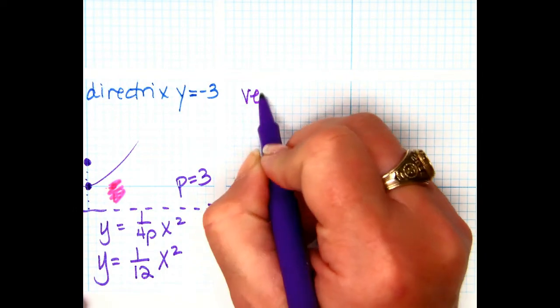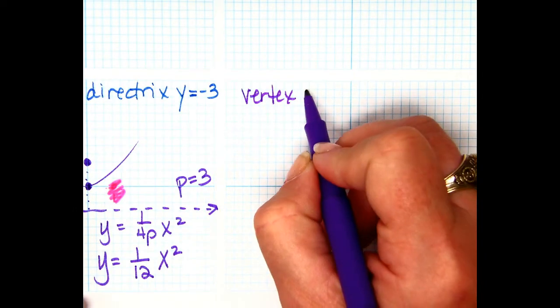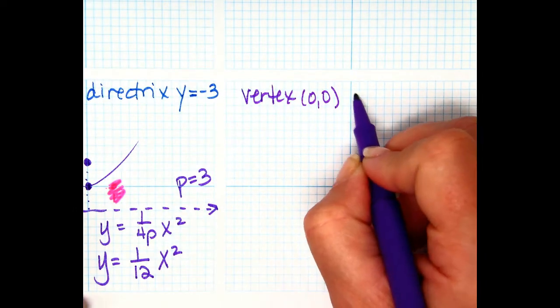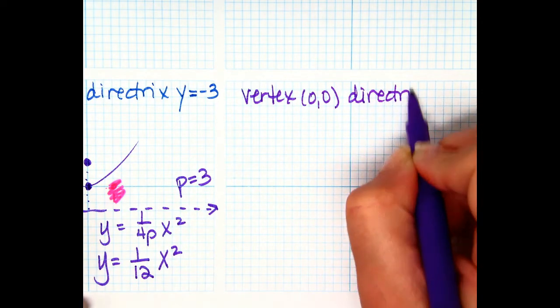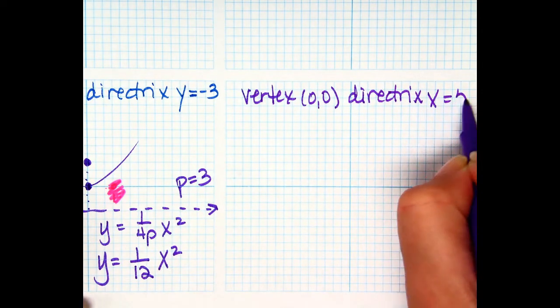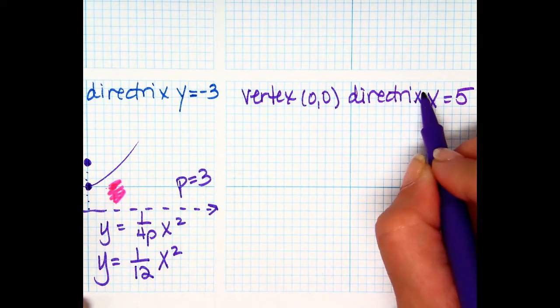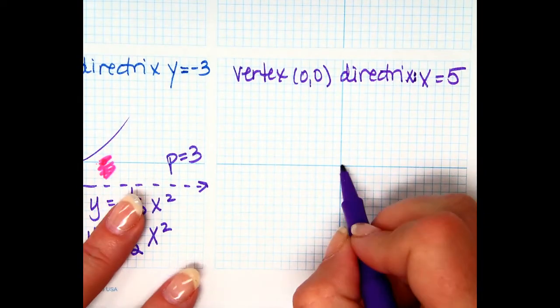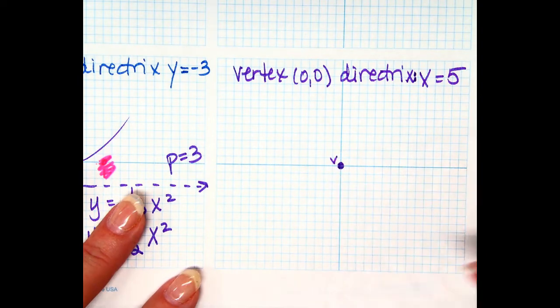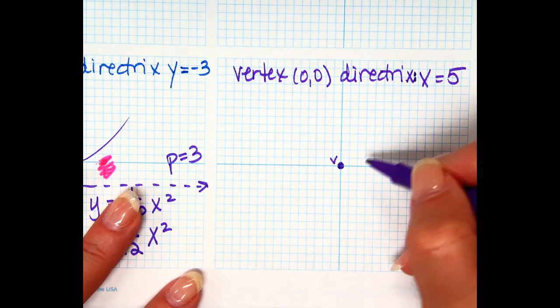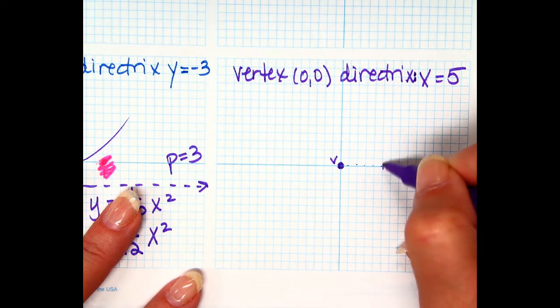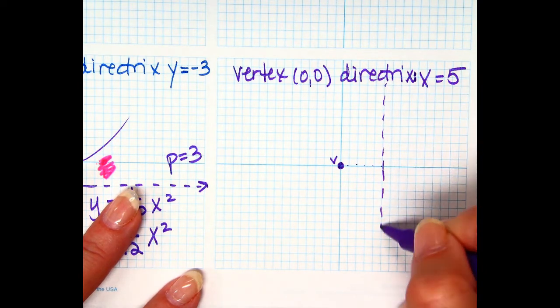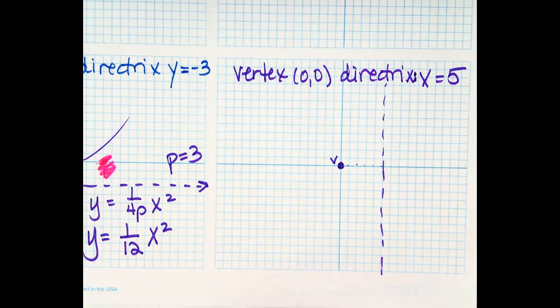What if I say the vertex is at 0, 0, and the directrix is at x equals 5? So the vertex is at 0, 0. The directrix crosses the x-axis at 5. For the record, I am confident that's right. I slowed down in my thinking a little bit, so I make sure I'm not going too fast.